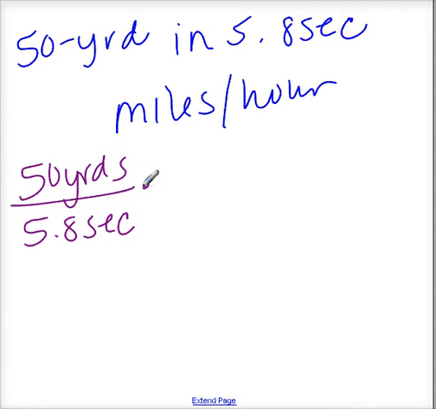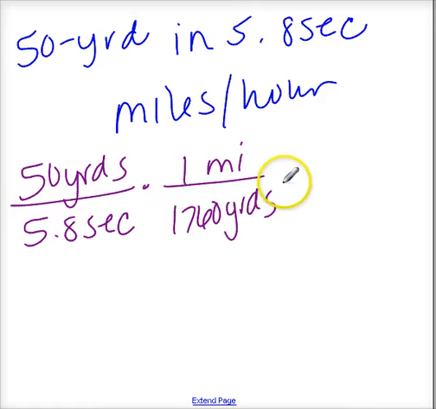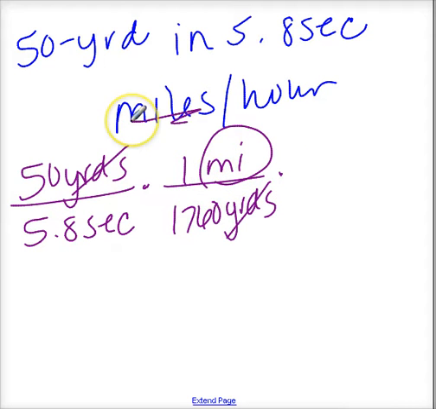Now, I will need to use more than one conversion factor because I'm going from yards to miles and seconds to hours. So first, pick one. Well, I know that if you look in your book, in 1 mile, there are 1,760 yards. Okay, so now my yards labels cancel. And I have miles, which is what I want in my final answer.